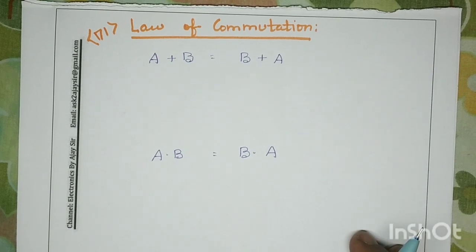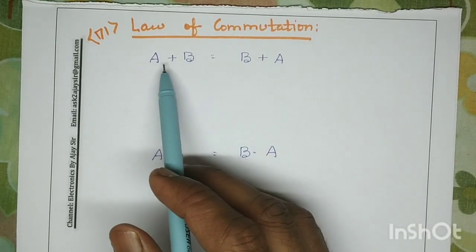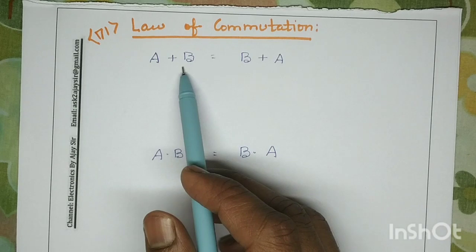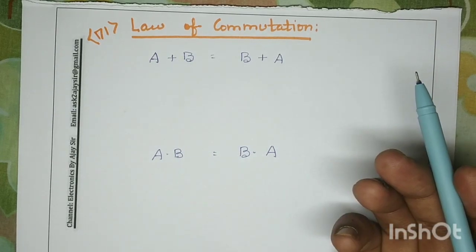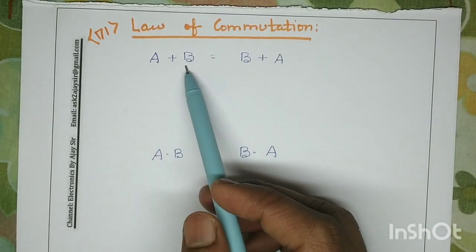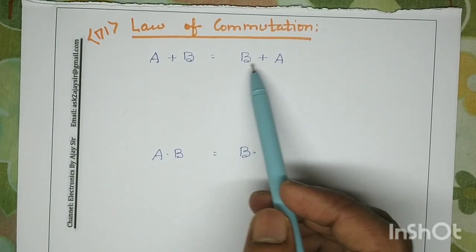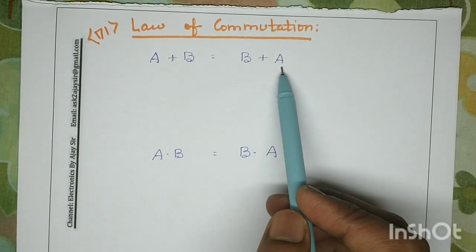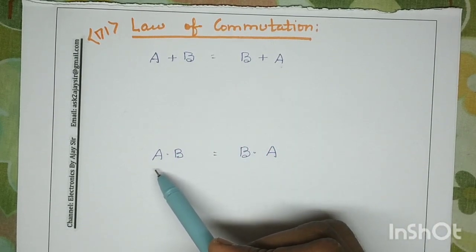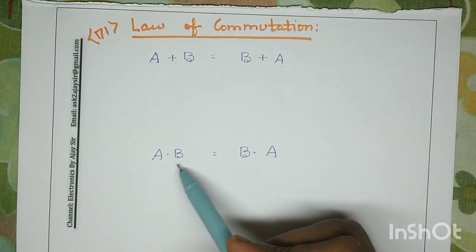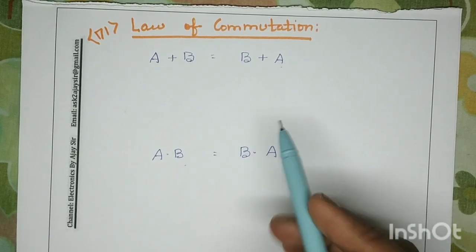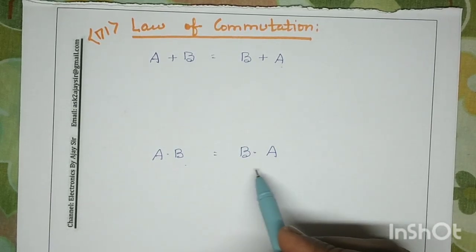In this law, first we will generate A plus B. For that we will need a separate circuit level implementation. In the next step we will make the circuit level implementation of this expression B plus A, right? Similarly, in this expression, one circuit we will make to generate this expression A dot B, and we will make another circuit to generate the signal that is B dot A.